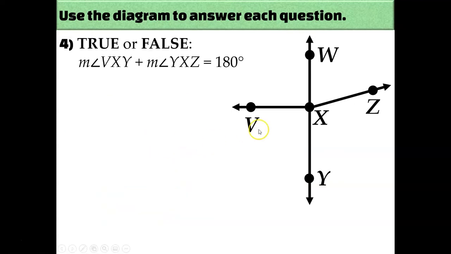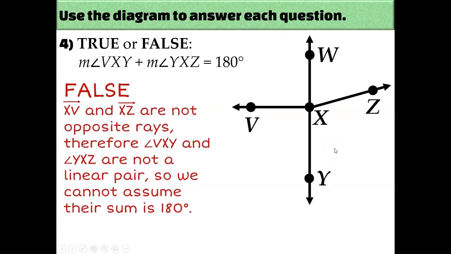True or false? Angle VXY and angle YXZ add up to 180 degrees. True or false? If you said false, you answered correctly. These two angles do not form a linear pair because XV and XZ are not opposite rays. These two angles are adjacent, but because their non-common sides are not opposite rays, we know that these two angles are not a linear pair. And if they're not a linear pair, then we can't assume that their sum is 180. Okay, so that's linear pairs.